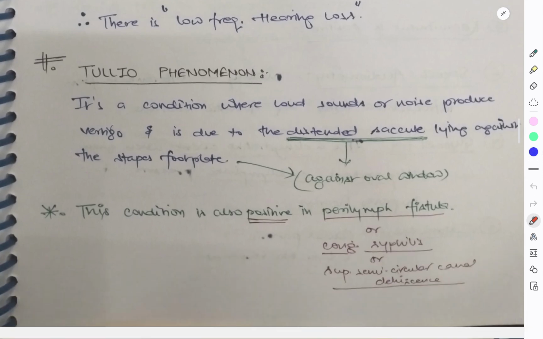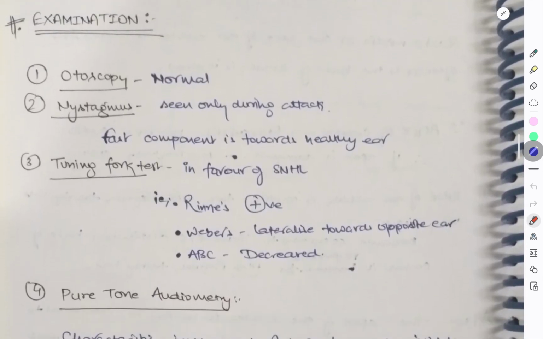Now coming to Tullio's phenomenon, it is a condition where loud sounds or noise produce vertigo, and it is due to a distended saccule lying against the stapes footplate. This will cause vertigo. This condition is seen in perilymph fistula, congenital syphilis, or superior semicircular canal dehiscence. So there are many more conditions for Tullio's phenomenon that you should know: perilymph fistula, congenital syphilis, superior semicircular canal dehiscence.